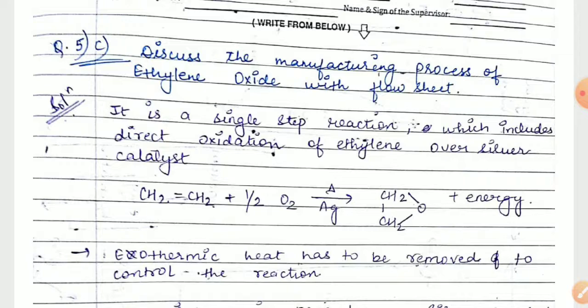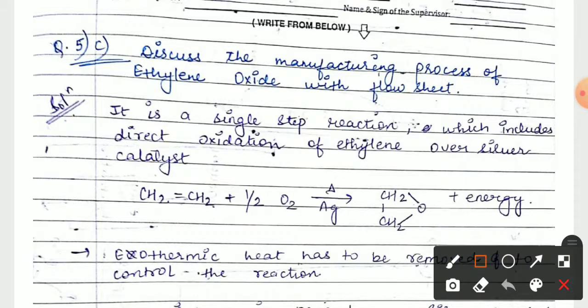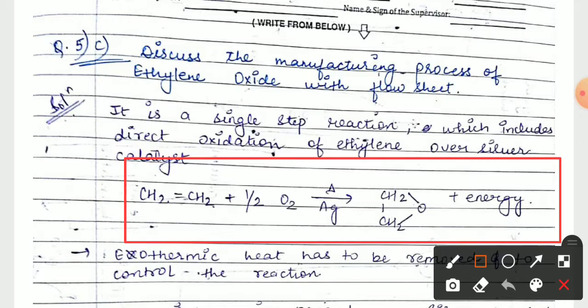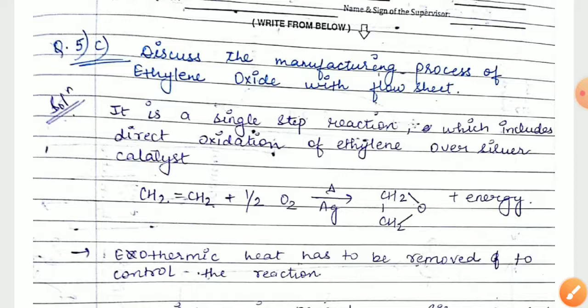It is a single step reaction which includes direct oxidation of ethylene over a silver catalyst. The equation is CH2=CH2 + 1/2 O2 gives CH2-O-CH2 (ethylene oxide) plus energy. This is the main equation for ethylene oxide.